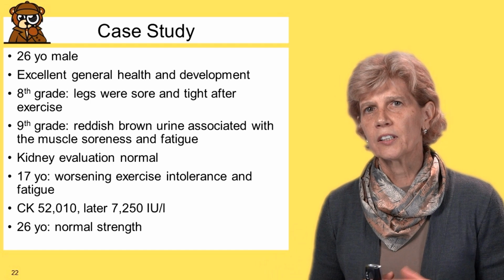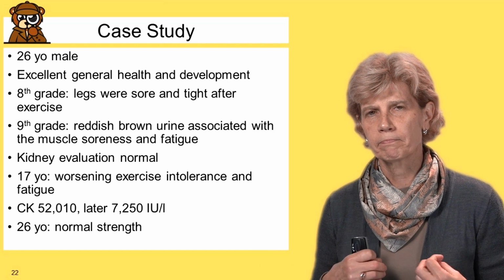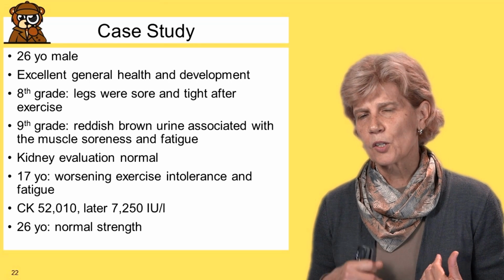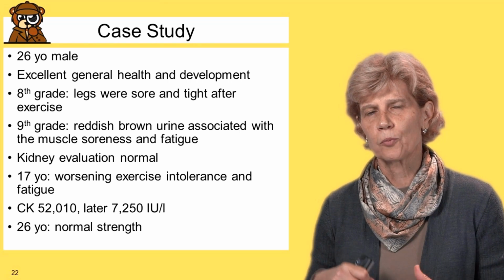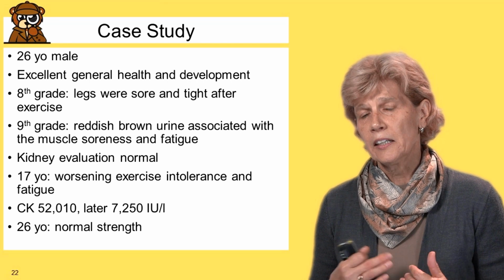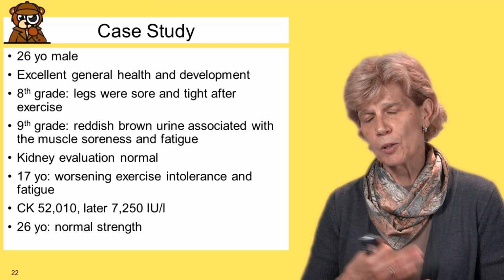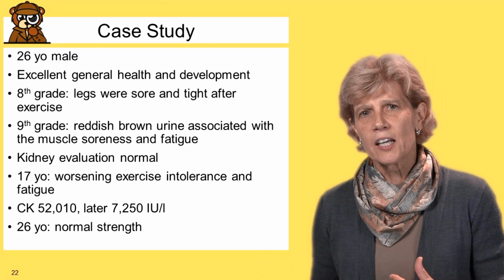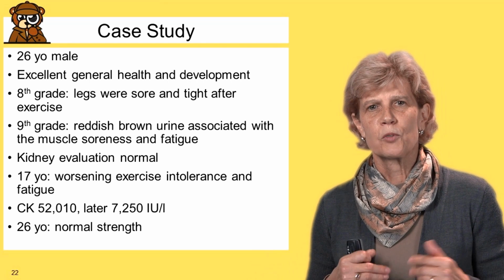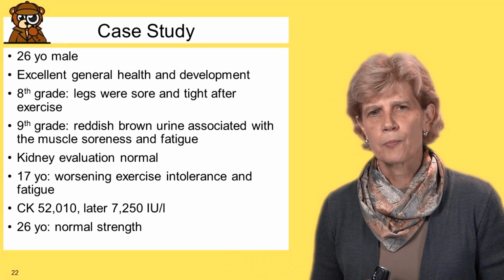That brown urine is a breakdown product of myoglobin from the muscle, and so it's called myoglobinuria, where the kidneys are excreting breakdown products from the muscle. And it can be dangerous. We don't encourage people to exercise repeatedly to the point that they develop myoglobinuria. So he had red-brown urine, and they sent him to a kidney doctor who said the kidneys were fine, and he kept on doing this.